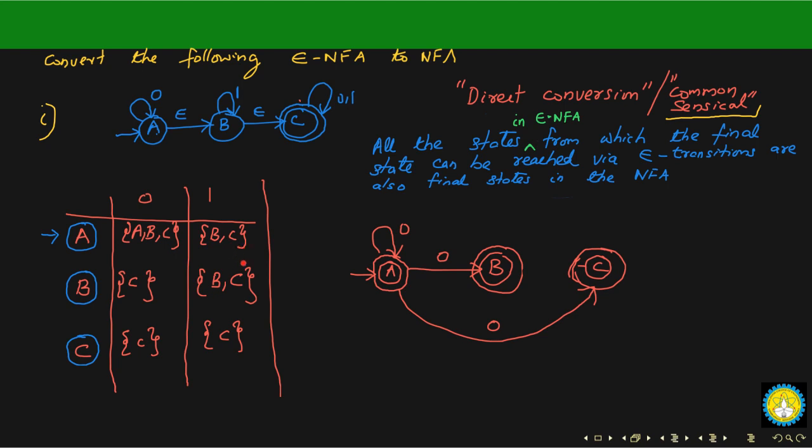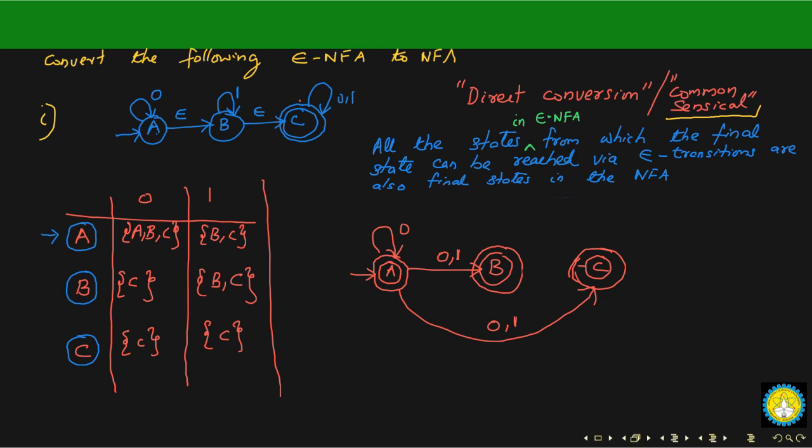It means that if you get a 1 from A, I can actually go to B and C. So I can add 1 here. This means that A on 1 gets me to B. Similarly, A on 1 gets me also to C. Right? Okay.